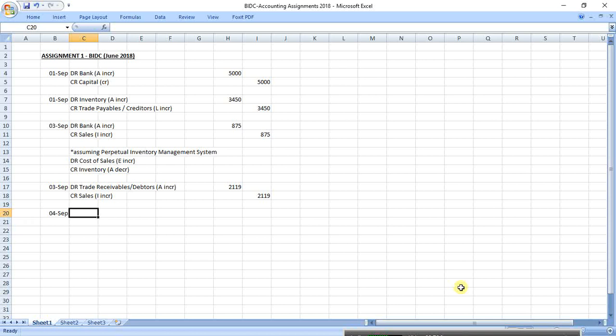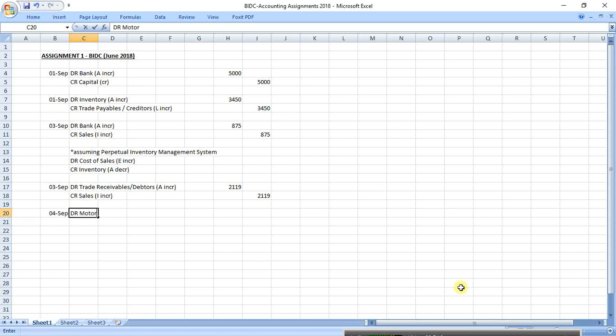Okay, number 4. Paid motor vehicle repairs by check. Thoughts? Okay, so instruction: debit and credit. Paid motor vehicle repairs by check. Repairs, that's very important. You're paying for the repairs, not the motor vehicle. So say motor vehicle repairs, which is a debit. That's an expense. Very good.